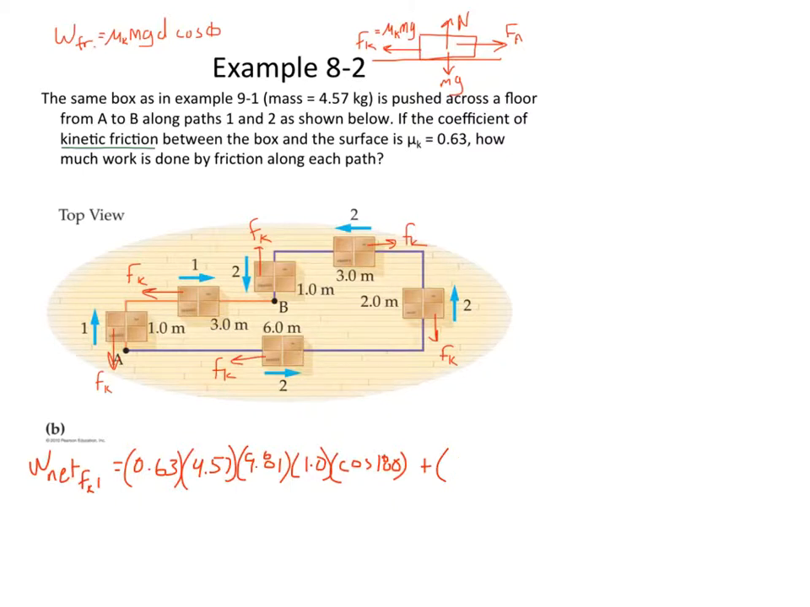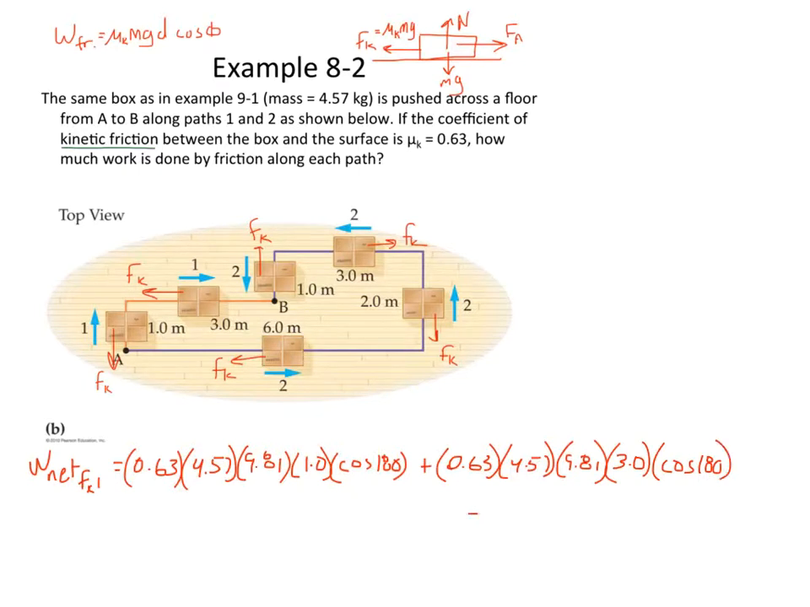0.63, the coefficient of kinetic friction, times 4.57, that's our mass, times gravity, 9.81, times, how far are we moving it right here? 3 meters. 3.0 times a cosine, once again, of 180. That gets us from A to B.